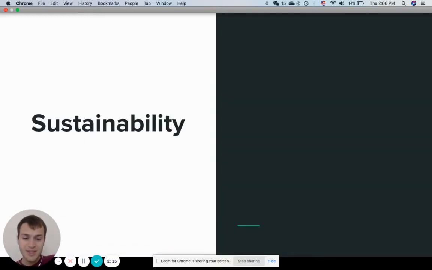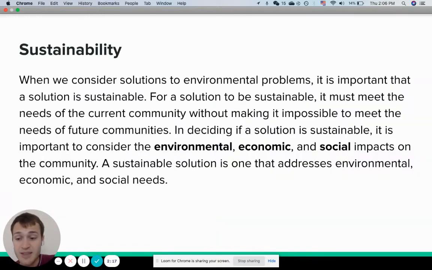All right, so sustainability, the focus of today's class. When we consider solutions to environmental problems, it is important that a solution is sustainable. For a solution to be sustainable, it must meet the needs of the current community without making it impossible to meet the needs of future communities. So in deciding if a solution is sustainable, it is important to consider the environmental, economic, and social impacts on the community. A sustainable solution is one that addresses environmental, economic, and social needs.